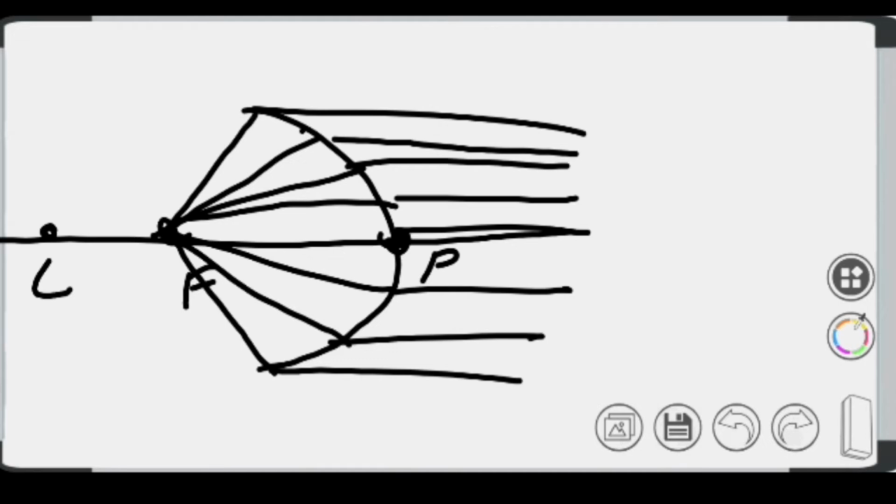Now you see, it's the same thing here. All the rays parallel to the principal axis, they're going and meeting at the focus, because over here also they're parallel to the principal axis. Now let us remove that.